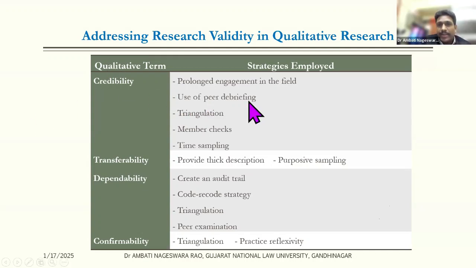Use of peer debriefing means that as a researcher conducting research, I should also recognize that I'm in the process of learning.